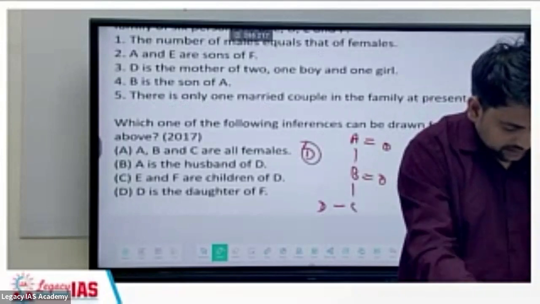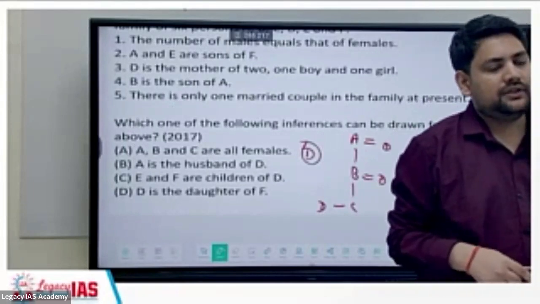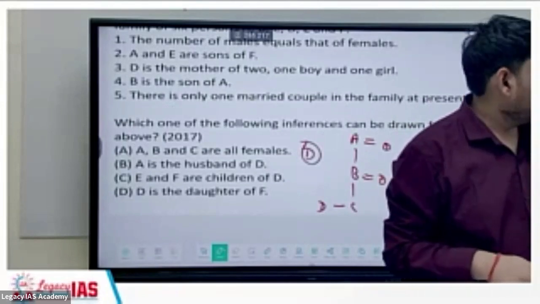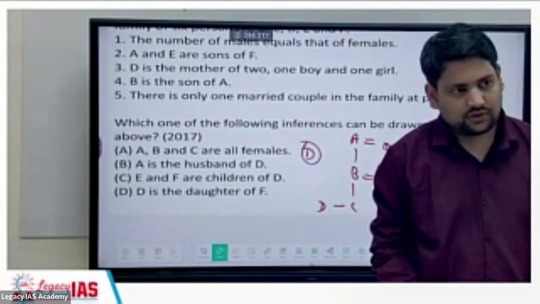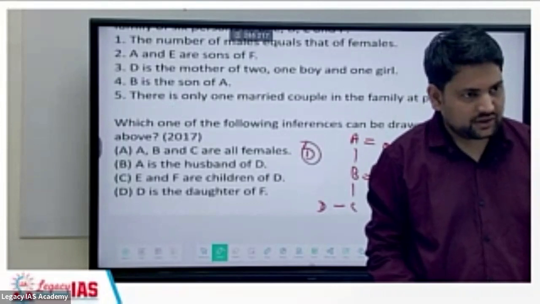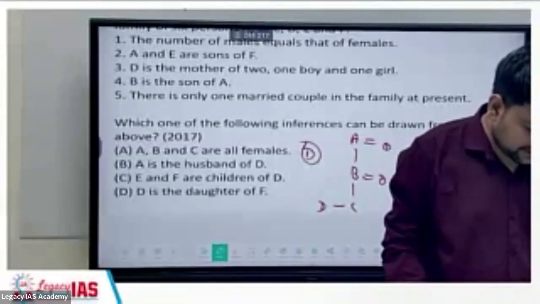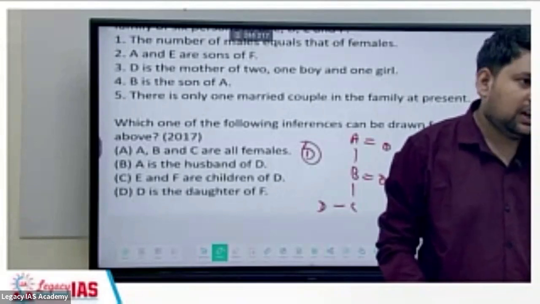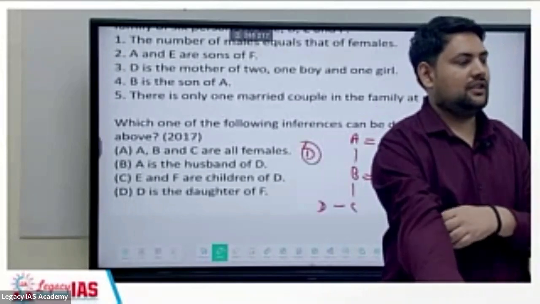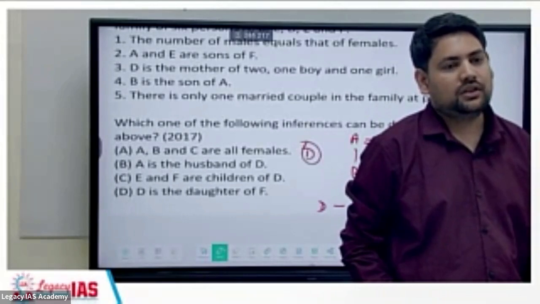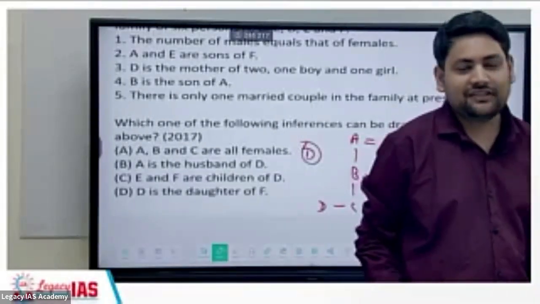Then third point, whenever more factors apart from gender and marriage are given, do not attempt the question until you are done with the entire paper. Okay, this is very important.